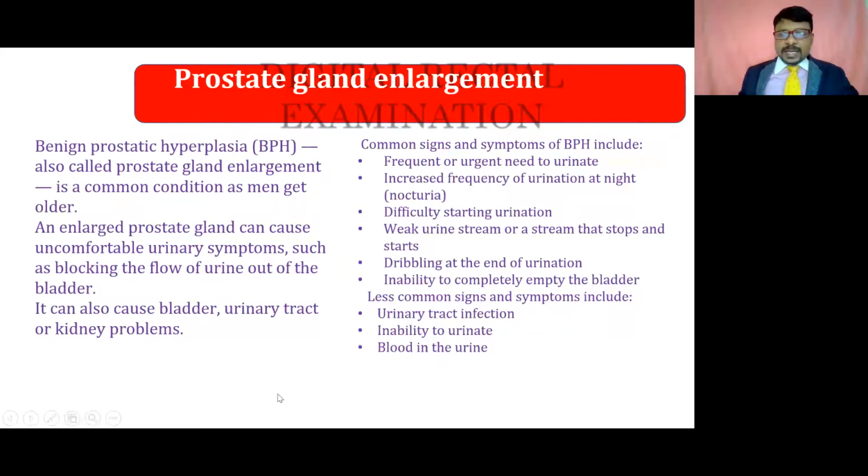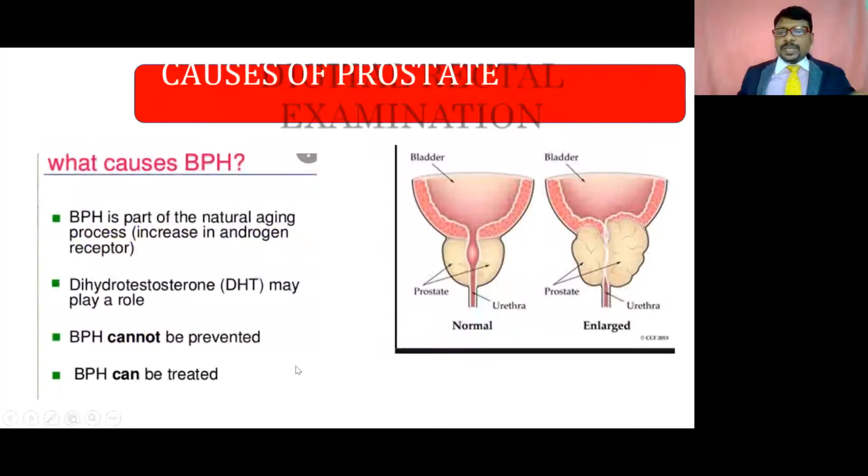The prostate gland is present in males only, just below the urinary bladder. This is the normal prostate. As age grows, the prostate also increases in size under normal conditions. But in people with abnormal conditions, health issues, hormonal imbalance, infections, or cancerous complications, it can increase.